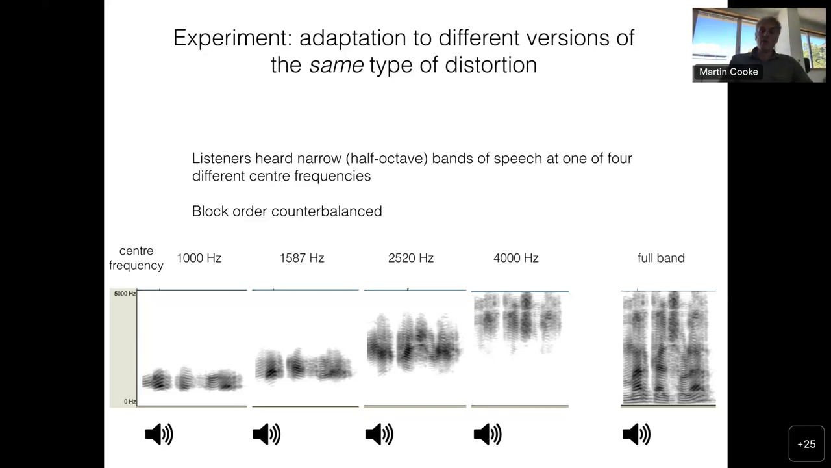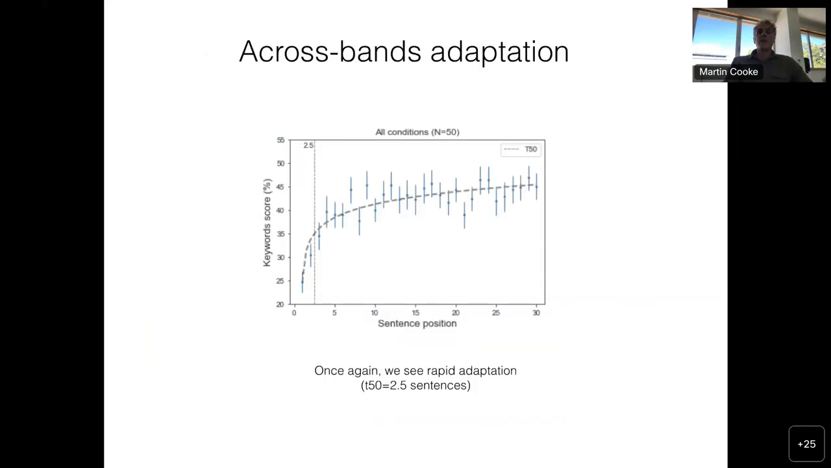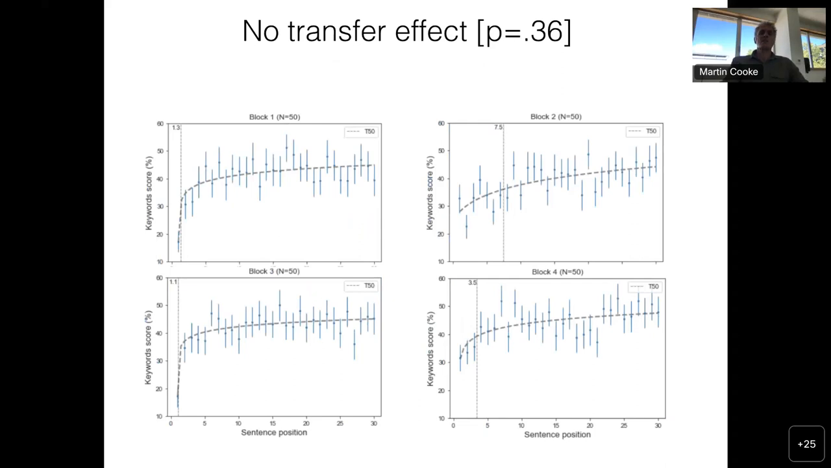That was what you should have heard with the full band. They're kind of similar in a way. They sound muffled in the same sort of way. So what do we see? Well, first of all, just taking all the bands together. So this isn't answering the question yet. This is just, in a sense, replicating the result. This is a new cohort. Again, we see rapid adaptation. So it's a very robust phenomenon. What we didn't see was any transfer effect at all.